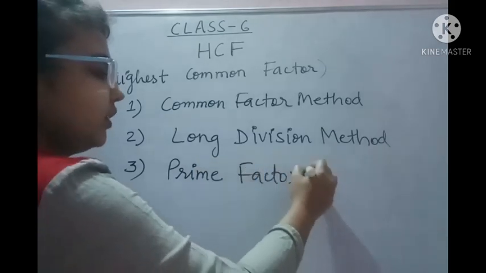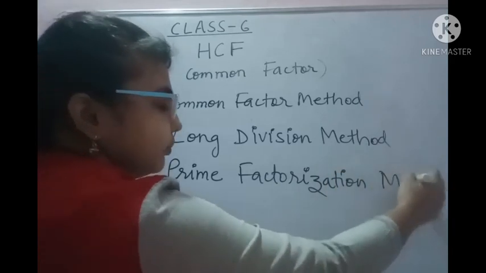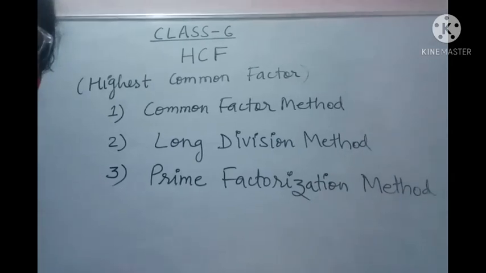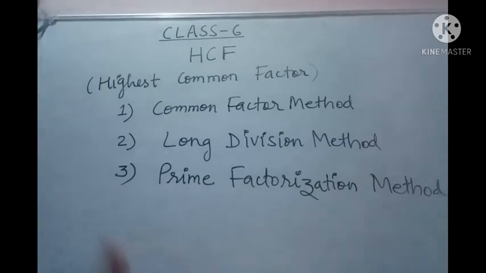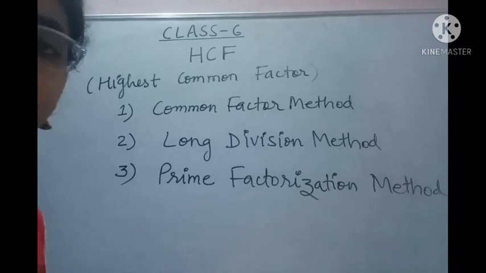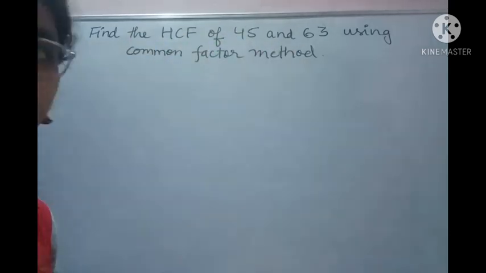Prime factorization method, in which we find the prime factors of the numbers and we are able to find the HCF with this method. Now let's start one by one, and see how we will use them. We have our question: find the HCF of 45 and 63 using the common factor method. Let's see how we will do it.